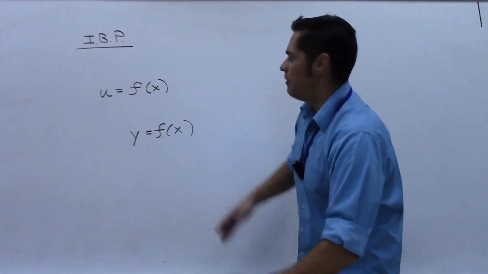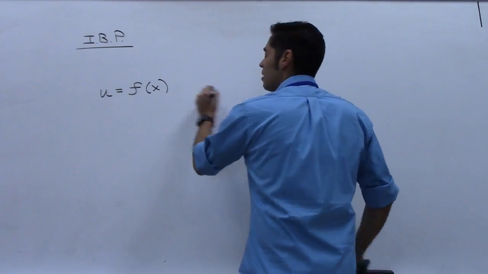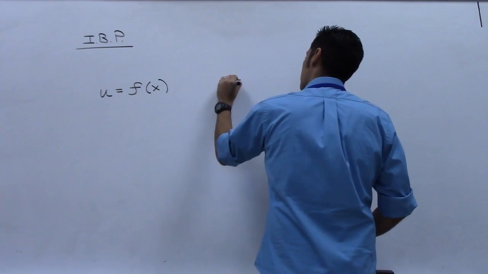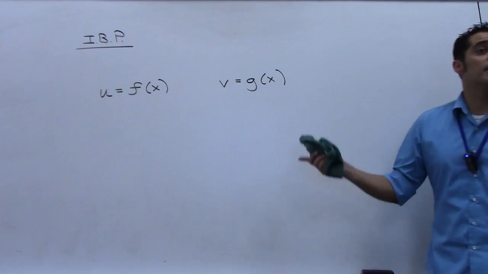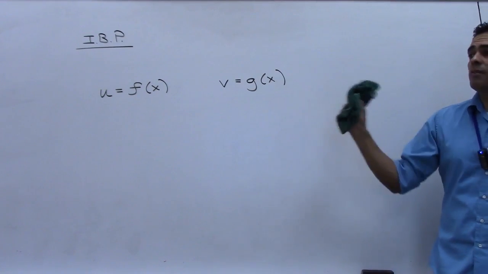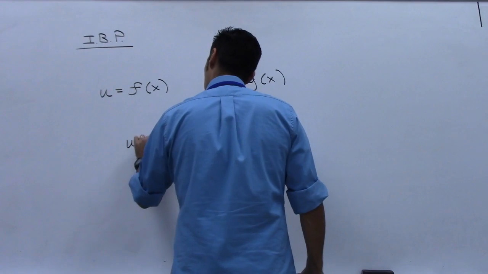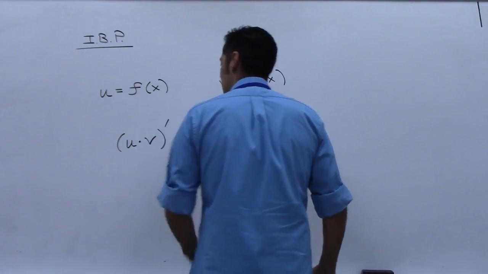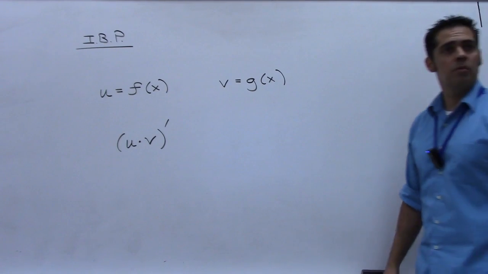Because y, we could graph it, but we could have called it anything, right? Let's call it u. And v is g of x. Then if we wanted to take the derivative of the product of these two, so if you say what's u times v, what's the derivative?